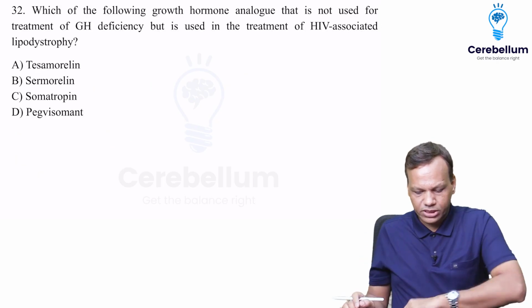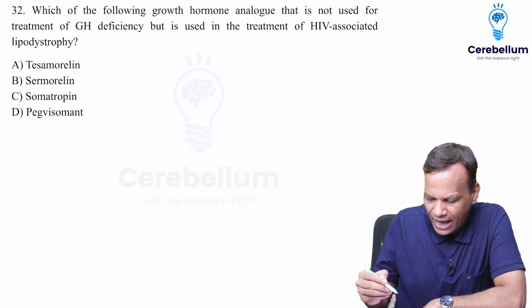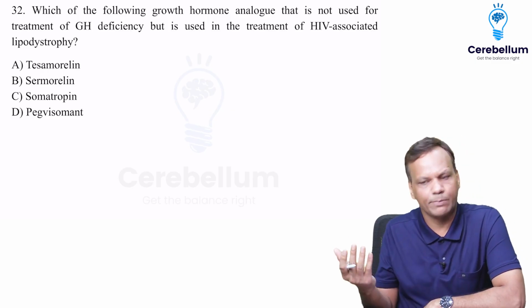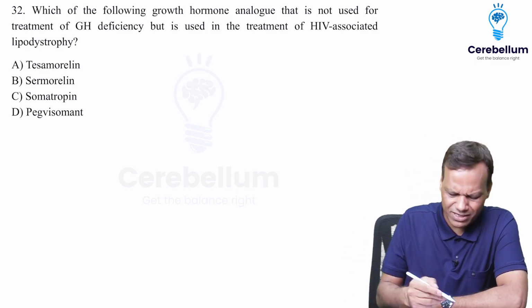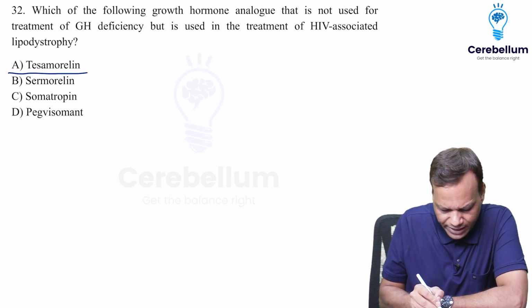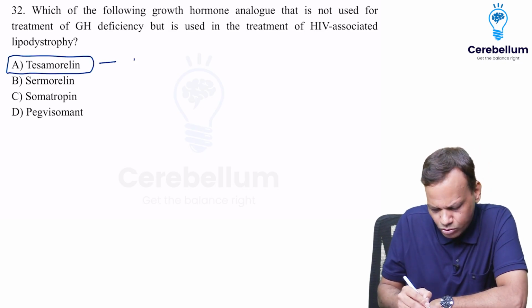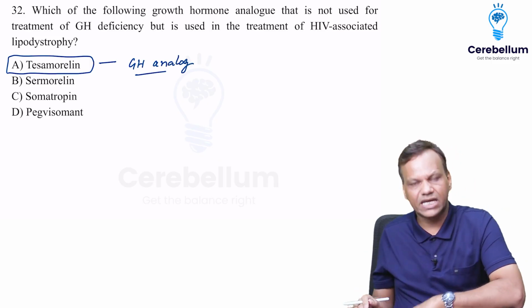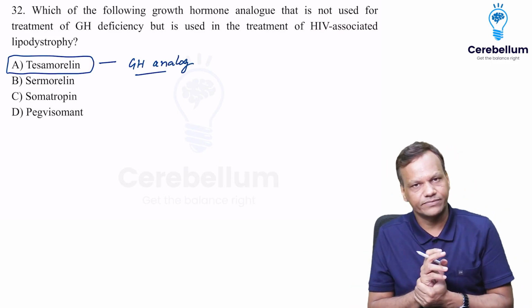Okay. Next question. Which is a growth hormone analog not used for growth hormone deficiency but used for HIV associated lipodystrophy? So just you need to remember the name. It is tesamorelin. It is a growth hormone analog used for HIV lipodystrophy treatment, a direct question.